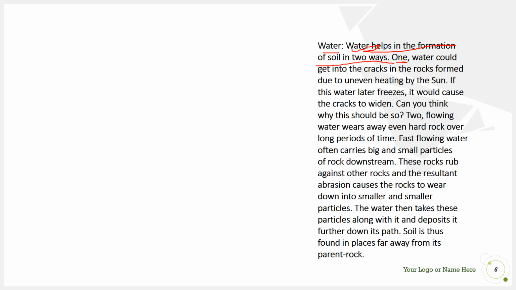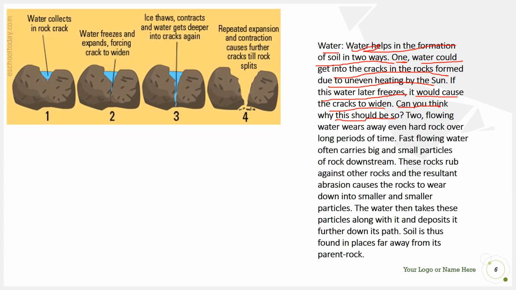The first is water could get into the cracks in the rocks formed due to the uneven heating by the sun. If this water later freezes, it would cause the cracks to widen. Can you think why this should be so, dear students? Have you ever wondered why it occurs? See, dear students, in this image, you can clearly get the idea of what actually happens.